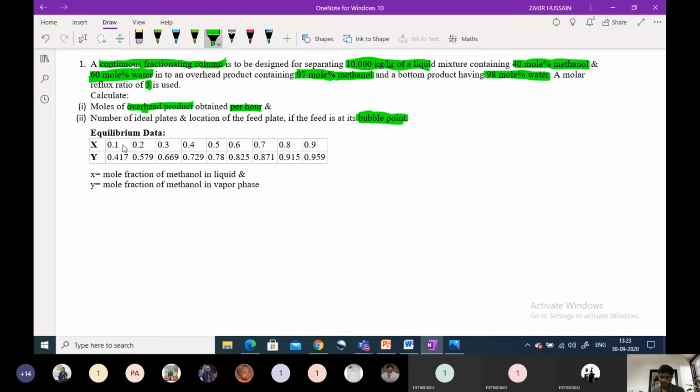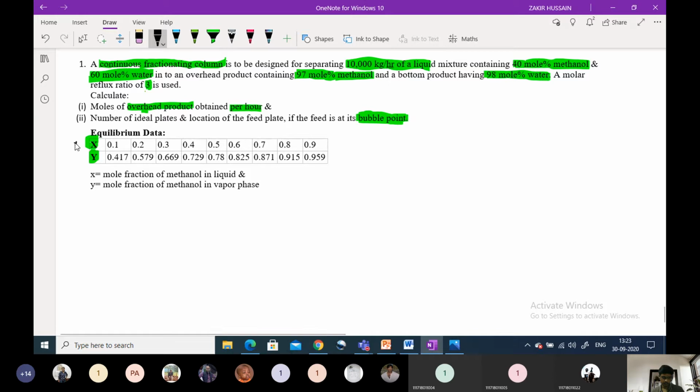Then they have provided the equilibrium data x and y. This is small x and small y, not capital X and capital Y. Capital X and capital Y have separate notation in absorption in mass transfer too. But here it is small x and small y; only small x and small y we have to take. It was wrongly written as capital X and capital Y.